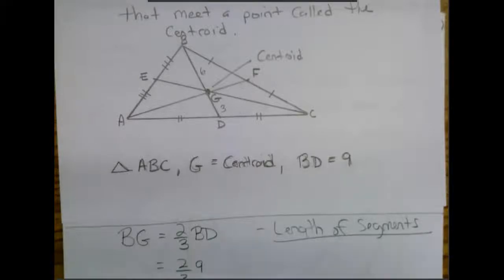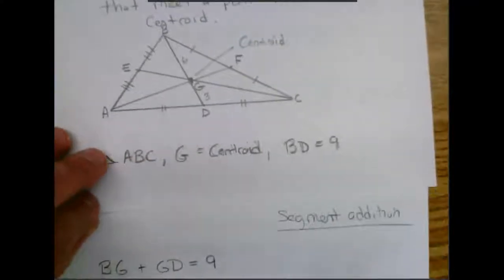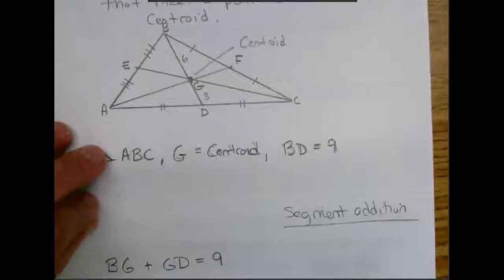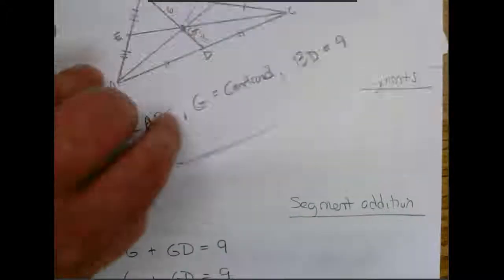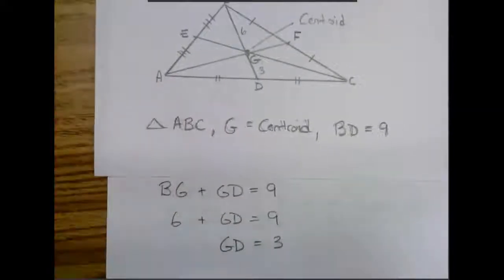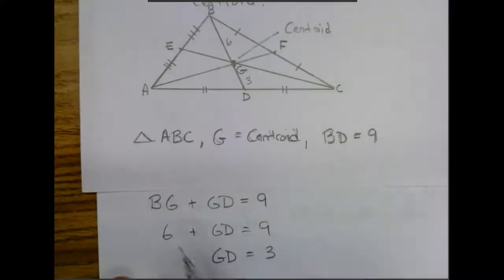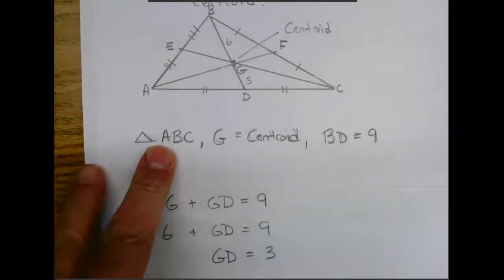Okay. And you can also do something like segment addition, right? I kind of did that down here, where I kind of just filled in 3. But what I'm really doing there, let me move this one down a little bit more so you can see it. So if I know this top one here, BG is 6, I know the total distance is 9. So I can say 6 plus GD is 9, so then I know GD is 3. Okay, so those are just a couple simple calculations that you can do with centroids and medians.